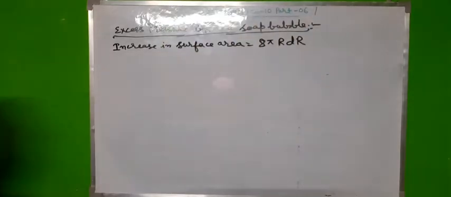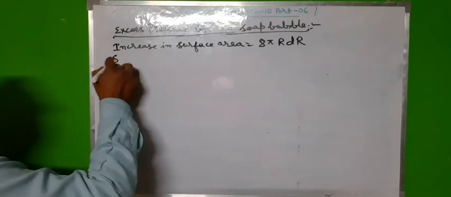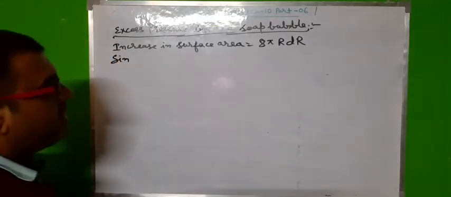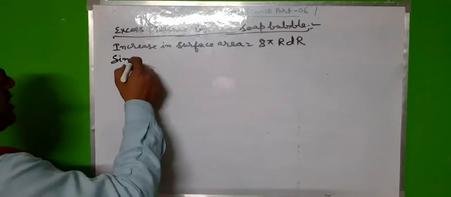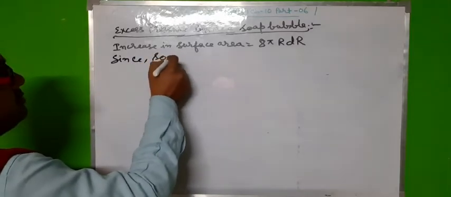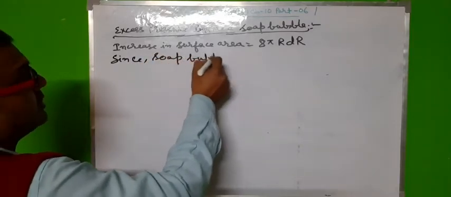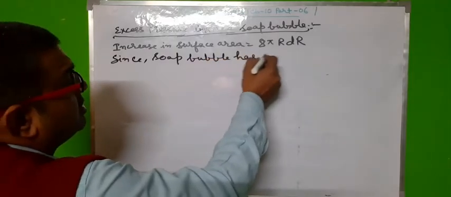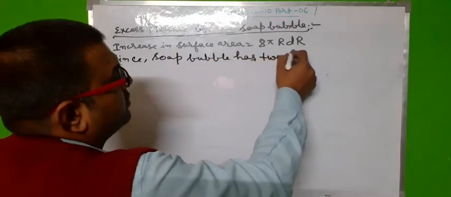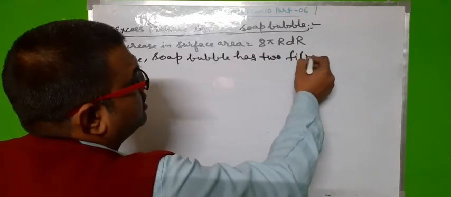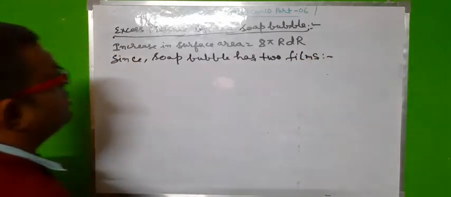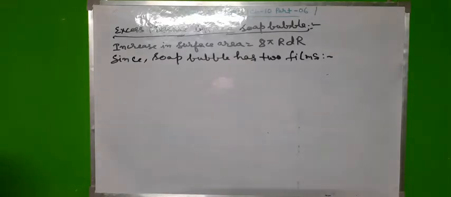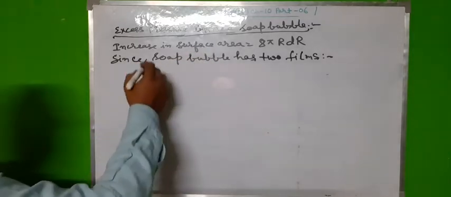This is the increase in surface area we had calculated, but a soap bubble has two films. We had discussed before that a soap bubble has two films, and as a soap bubble has two films, the effective increase in surface area of this soap bubble. So what is the effective increase?